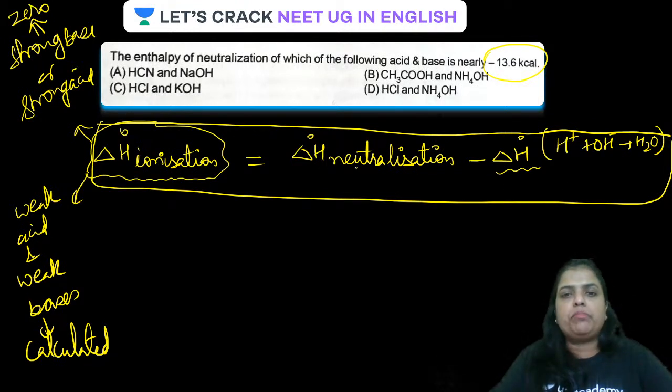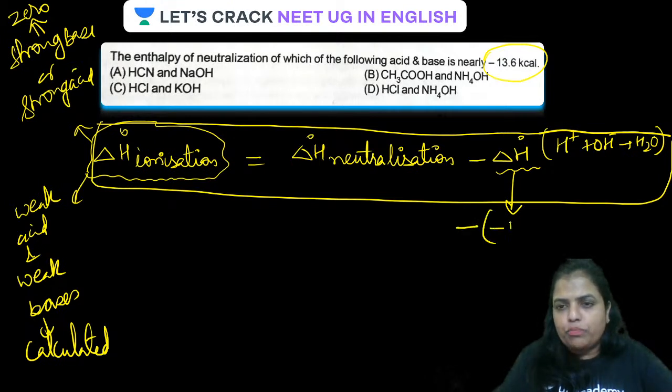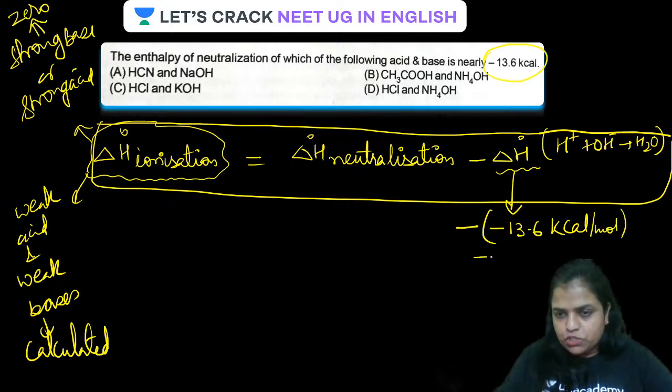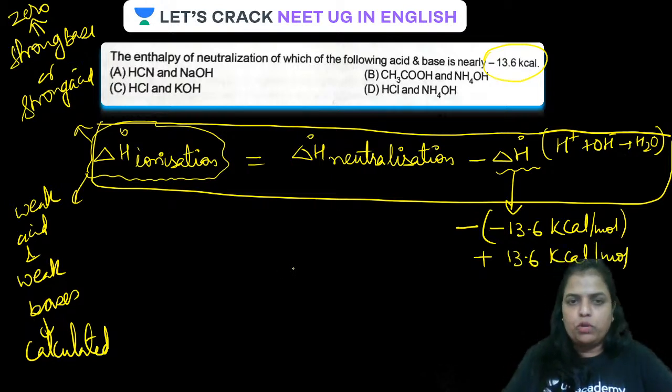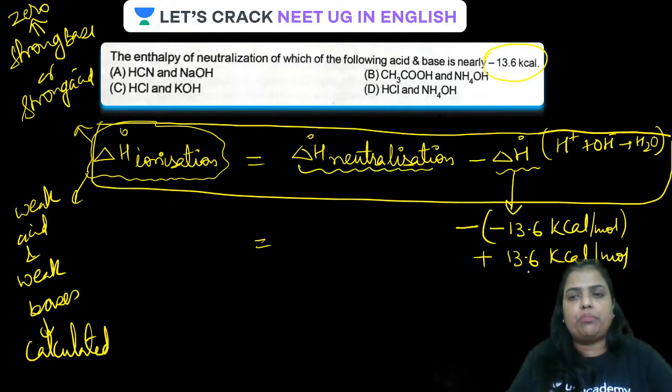We have to check the enthalpy of neutralization of which of the following acid or base is nearly equal to minus 13.6. Okay, guys. Is that clear? Now it is very clear from here that in kilocalories, this value is going to be minus 13.6 kilocalorie per mole of formation of water. So this is plus 13.6 kilocalorie per mole. Now this has to be equal to plus 13.6.